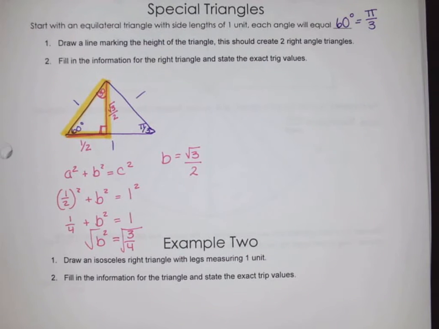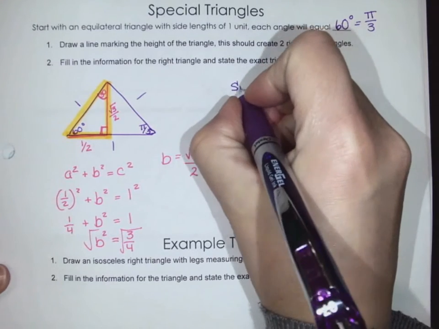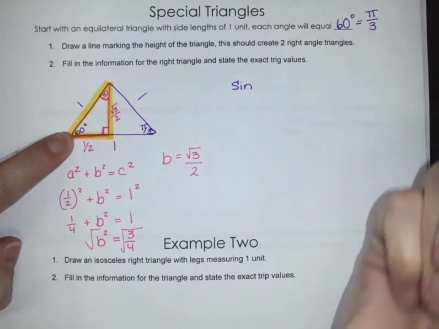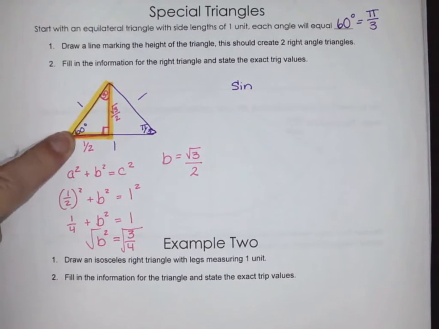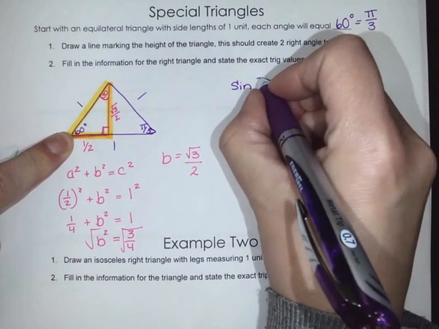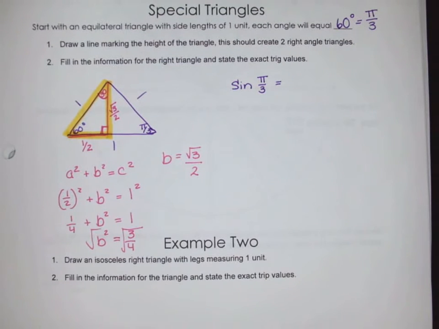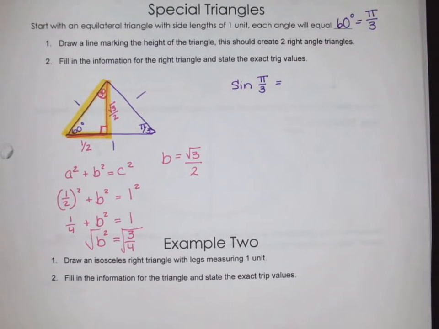You just found that using the Pythagorean theorem. Okay, now we're going to dig deep and do sine of 60 degrees, but let's put it as a radian for funsies. Sine of pi over 3. So sine of pi over 3 is the opposite side divided by the hypotenuse.